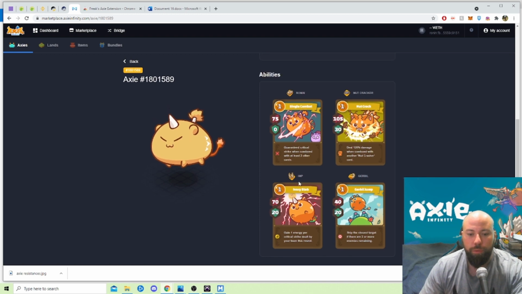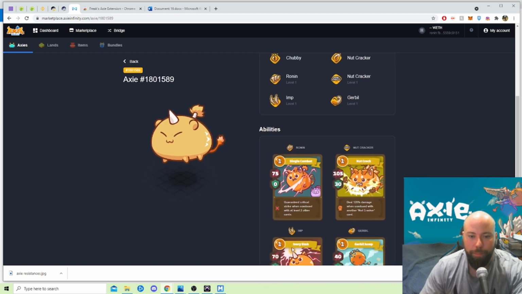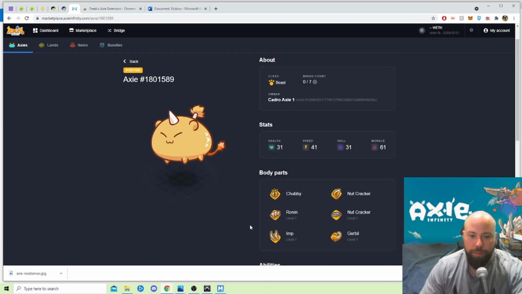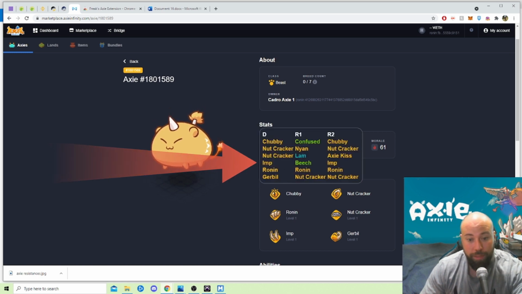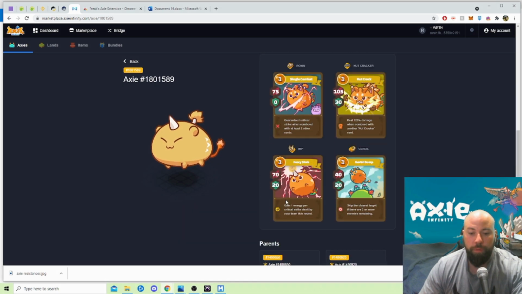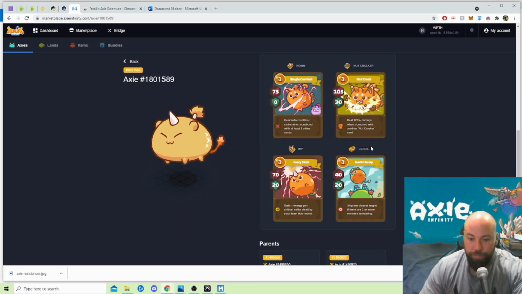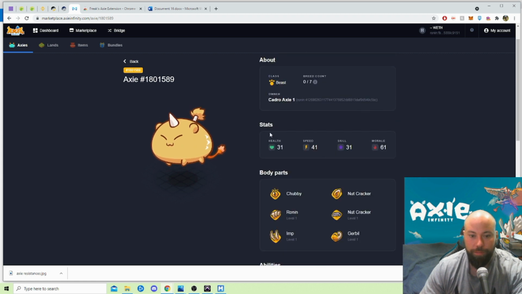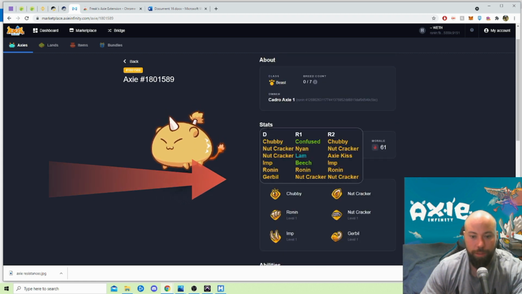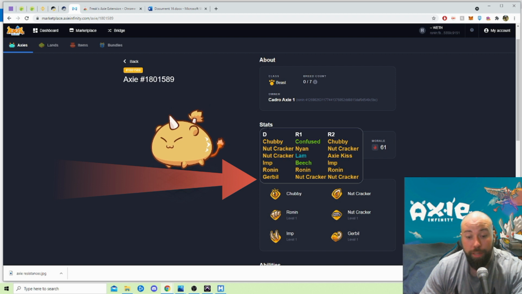So we then move on to the, well, this says Imp, and that is obviously our back. And if we look at this again, we had it in our dominant and recessive 2 genes. Moving on to the last one, the gerbil. So that is here. That's our tail. And if you look at our stats, it is there as well. Only in our dominance though.